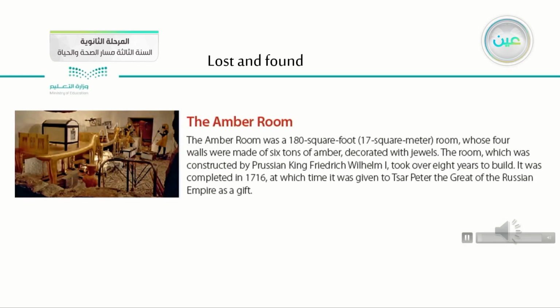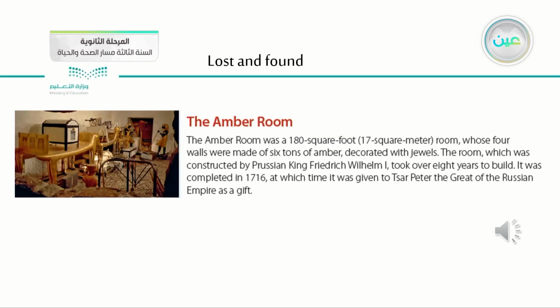The Amber Room. The Amber Room was a 180 square foot, 17 square meter room whose 4 walls were made of 6 tons of amber, decorated with jewels. The room, which was constructed by Prussian King Friedrich Wilhelm I, took over 8 years to build. It was completed in 1716, at which time it was given to Tsar Peter the Great of the Russian Empire as a gift.